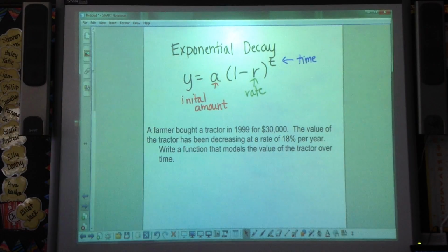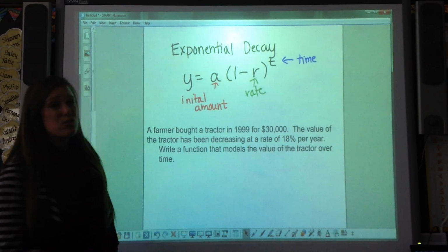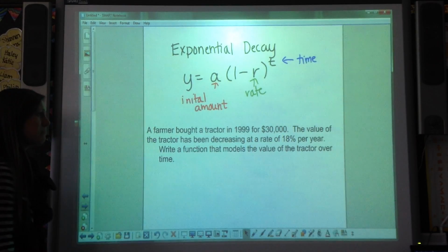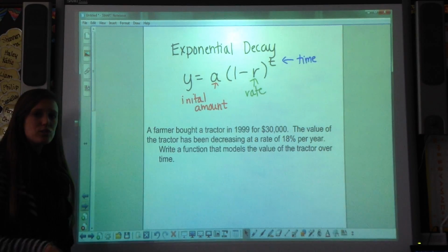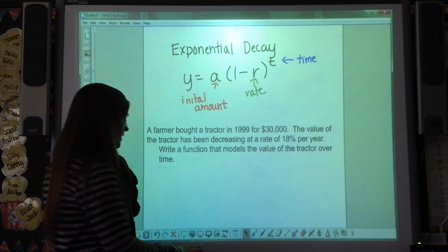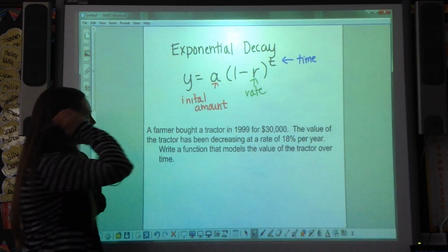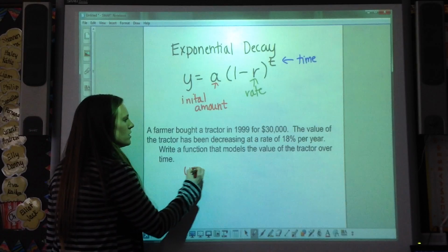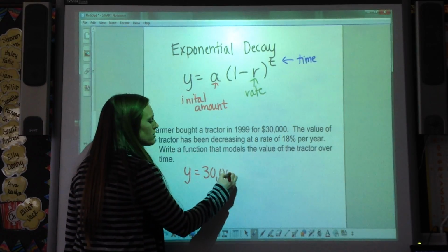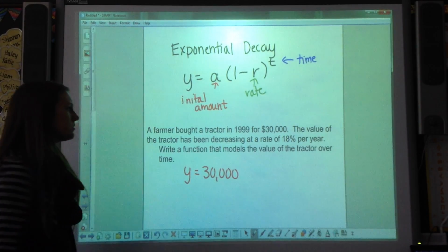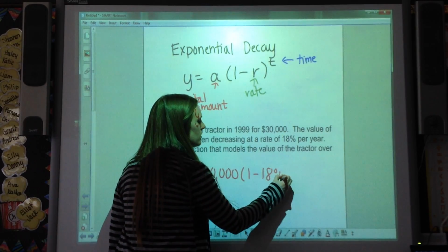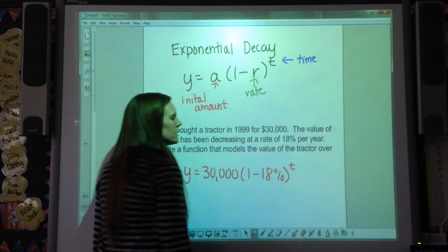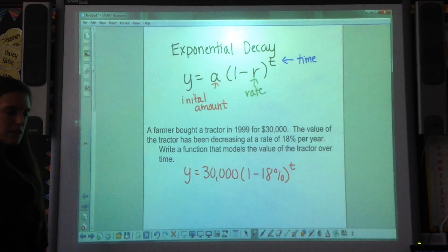Okay, a farmer bought a tractor in 1999 for $30,000. The value of the tractor has been decreasing at a rate of 18% per year. Write a function that models the value of the tractor over time. They just want you to write an equation. They don't want you to solve it yet. So I'm going to plug this information into the equation. The initial amount that the farmer bought the tractor for is $30,000. It's decreasing, so we're going to be subtracting the rate. And it's not asking us to solve, so I'm going to use t for the time.